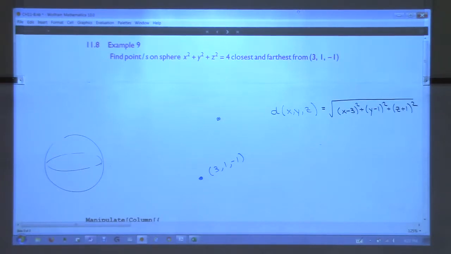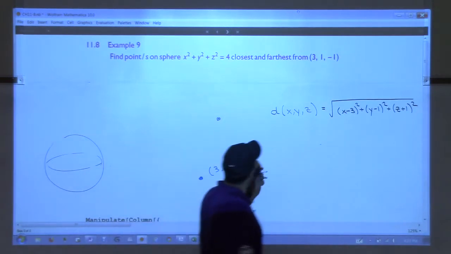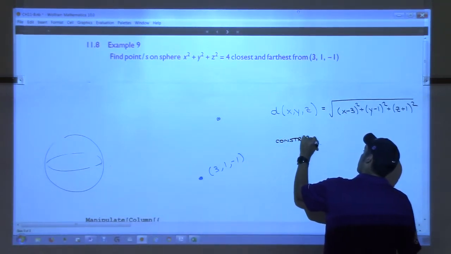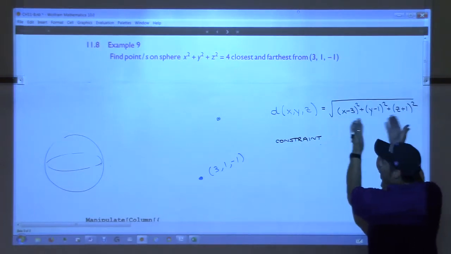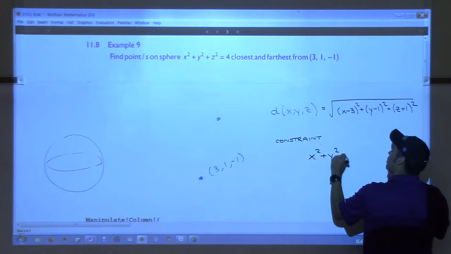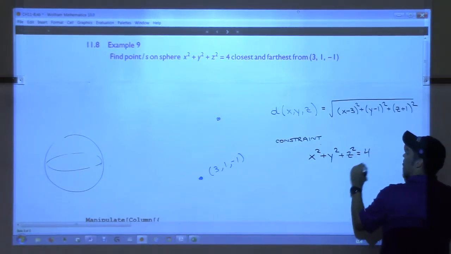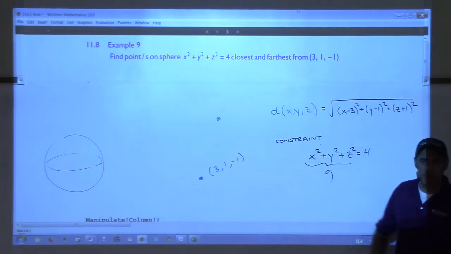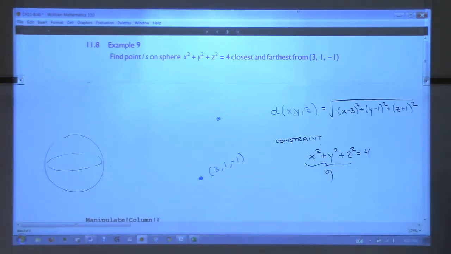So that's our objective. And then our constraint is that those arbitrary points can't be arbitrary. They've got to live on the sphere. So this side will be your G, and this is your F. Now, do you agree that the gradient of this is going to suck?